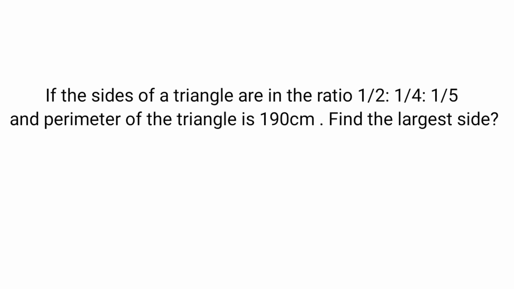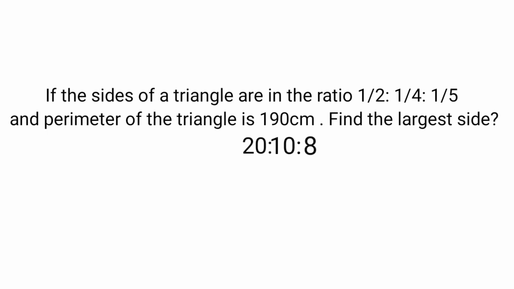So here 1 by 2 is to 1 by 4 is to 1 by 5, no? So the first value will be, you just need to multiply the denominators of the other two values, that is 4 into 5, 20. To find the second value, just multiply the denominators of the first and third, that is 2 into 5, 10. In the same way, the third value will be, you just need to multiply the denominators of the first and second, that is 2 into 4, 8. So we got the ratio as 20 is to 10 is to 8.